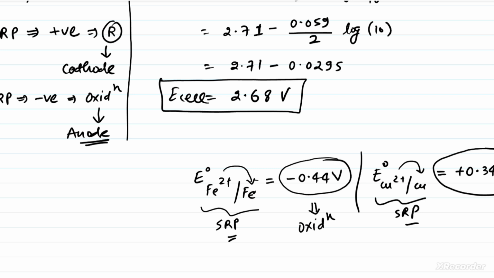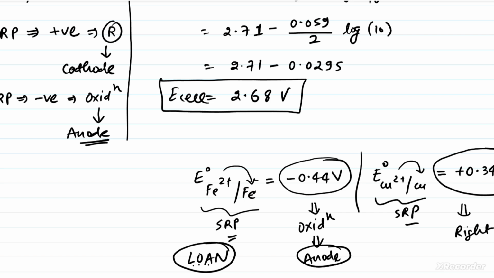So this one is going to be your anode. Why? Because the anode is on the left side and here oxidation occurs, and this has a higher tendency to get reduced, that means this one is going to be your right electrode, and obviously the cathode.